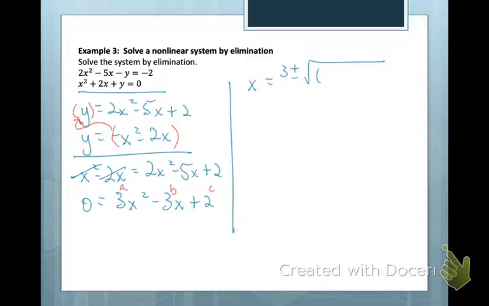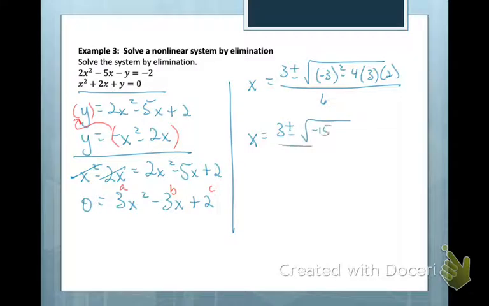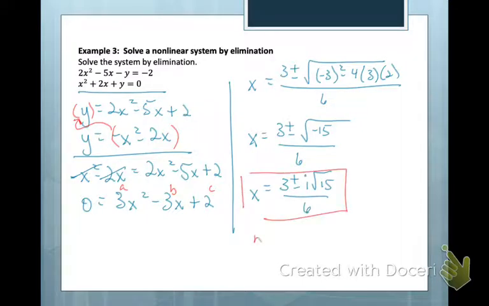So I'm going to take the opposite of b, plus or minus the square root of negative 3 squared minus 4 times 3 times 2. So we'll start with evaluating what's underneath our square root, which is negative 15. So that means we're going to have 2 imaginary solutions: 3 plus or minus i times the square root of 15, all over 6. So since we're looking for real solutions, we say that this system has no real solution, since we ended up with 2 imaginary.